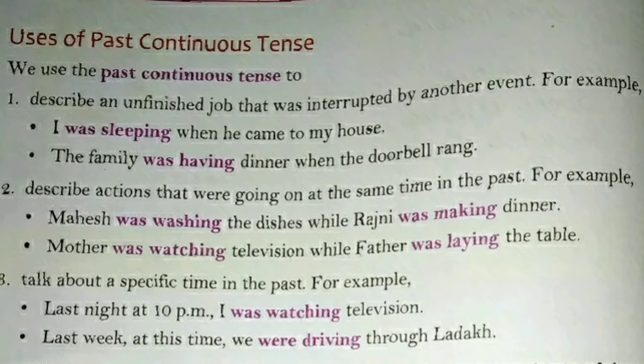We use the past continuous tense to describe an unfinished job that was interrupted by another event. For example, I was sleeping when he came to my house. The family was having dinner when the doorbell rang. Look at this first sentence. I was sleeping. That is the first action and it was interrupted by the second action, that is, when he came to my house.